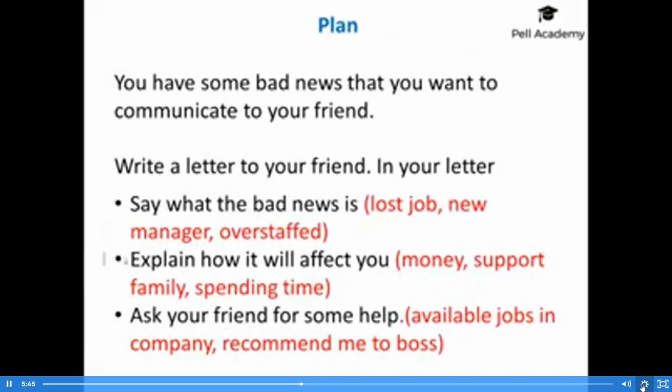The third paragraph then is responding to this prompt, explain how it will affect you. And I think it's easiest just to talk about financial implications. I've lost my job, that means I don't have the money I need, then it's making it difficult for me to support my family. And then another thing is about spending time. And this is something that happens to quite a few people when they lose their job, is that they're a little bit lost to know what to do with themselves.